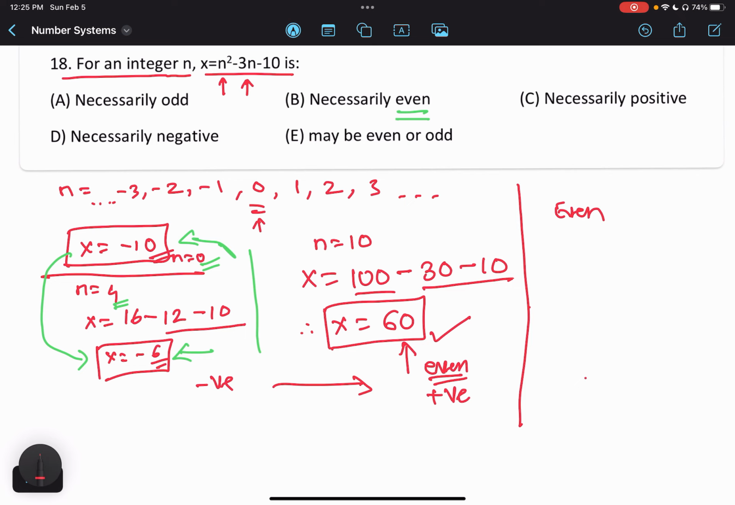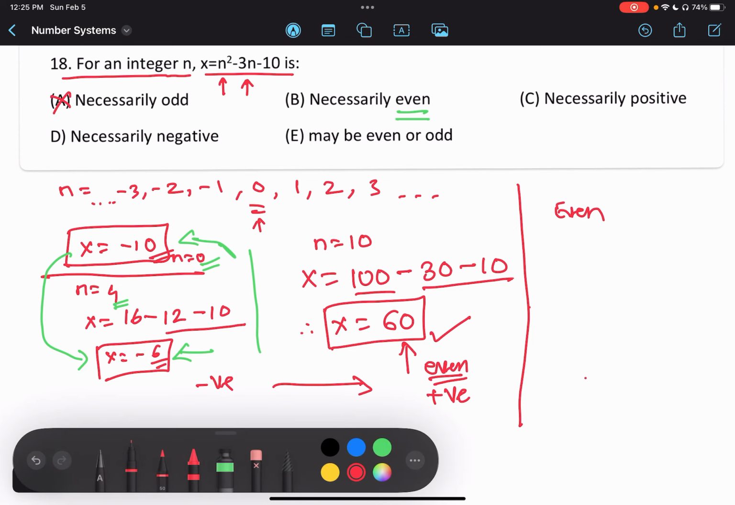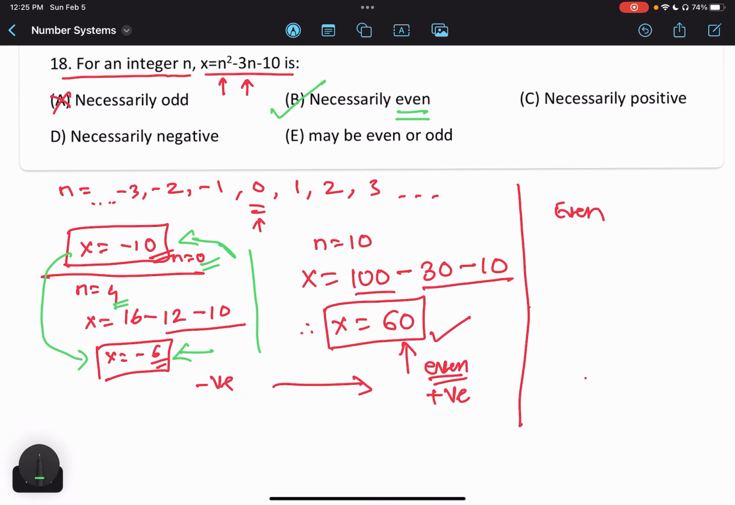So when we look at our options, option A says necessarily odd, so that will not be our answer. Option B, which says necessarily even, so yes, this is our answer. Option C, which says necessarily positive, cannot be our answer because we have seen negative values of x. Option D, which says necessarily negative, cannot be our answer because we have seen the positive value of x. Maybe even or odd, I will say this cannot be our answer as we have seen the value is always even.